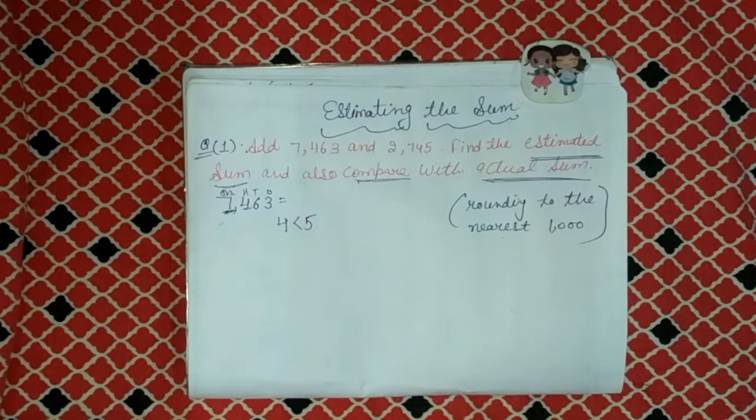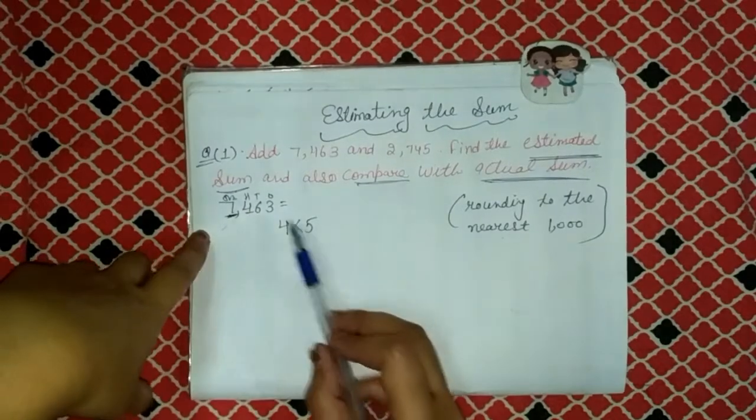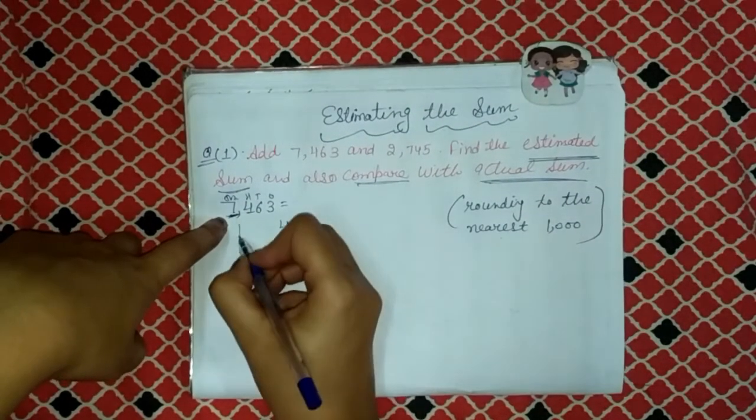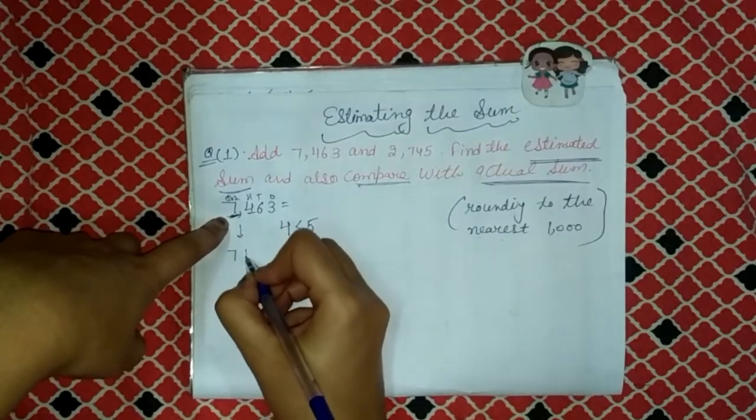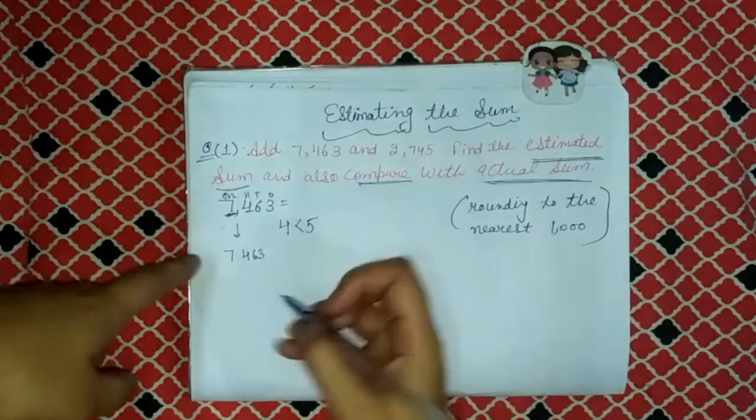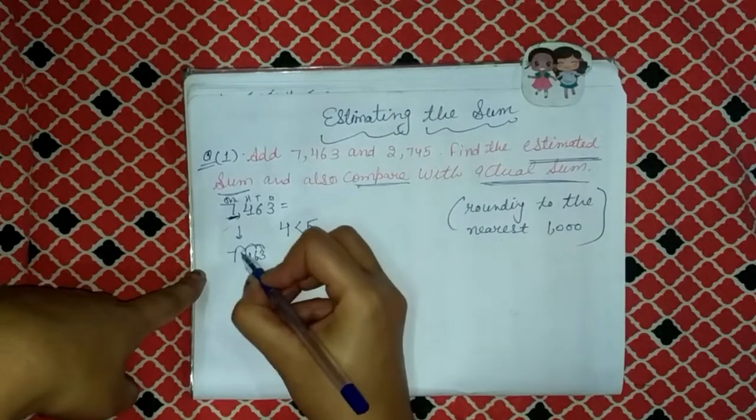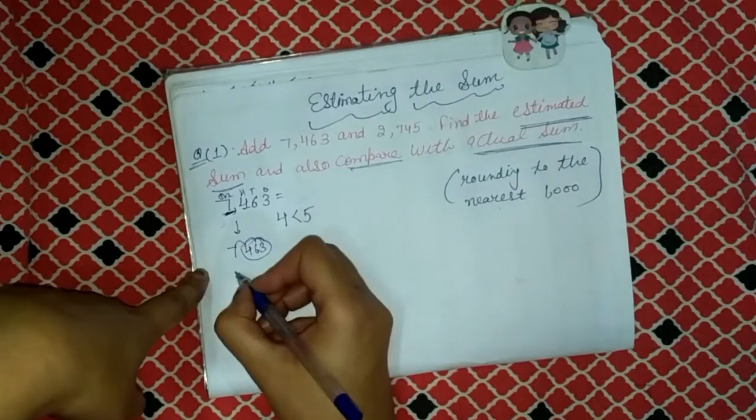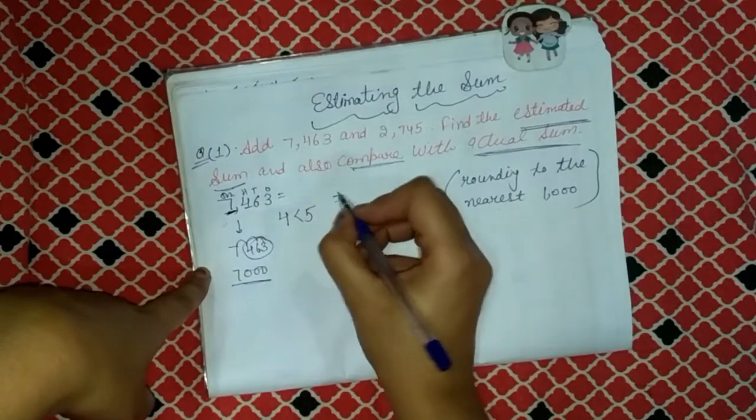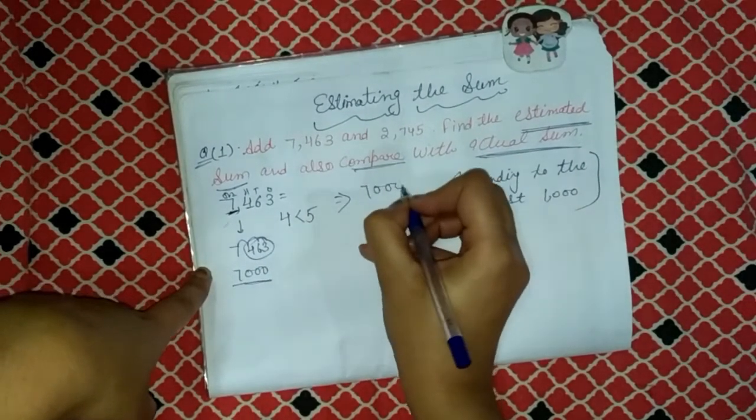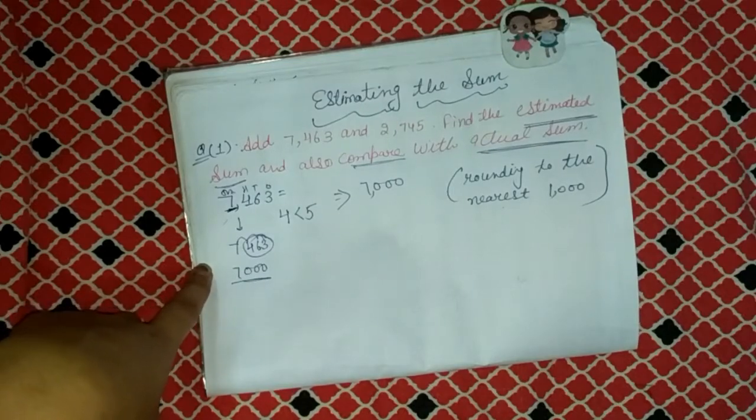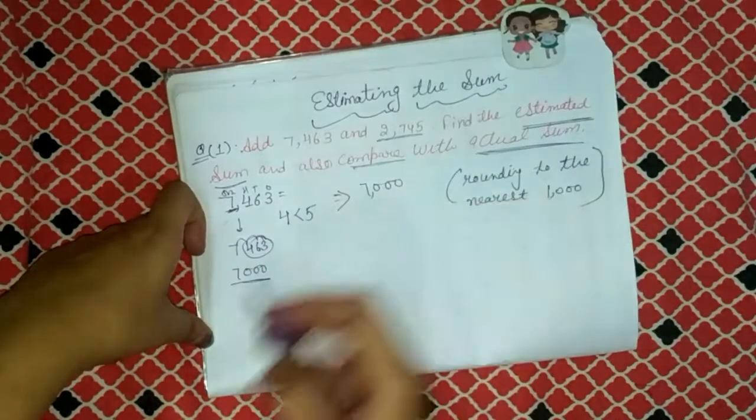Yeah, it is smaller than 5. So by the rule, if it is smaller than 5, we will not add anything to 7 and we will write it directly like this, correct? This was the first step. Second step is, now all the next digits will become 0. So after rounding off, the answer is 7,000.